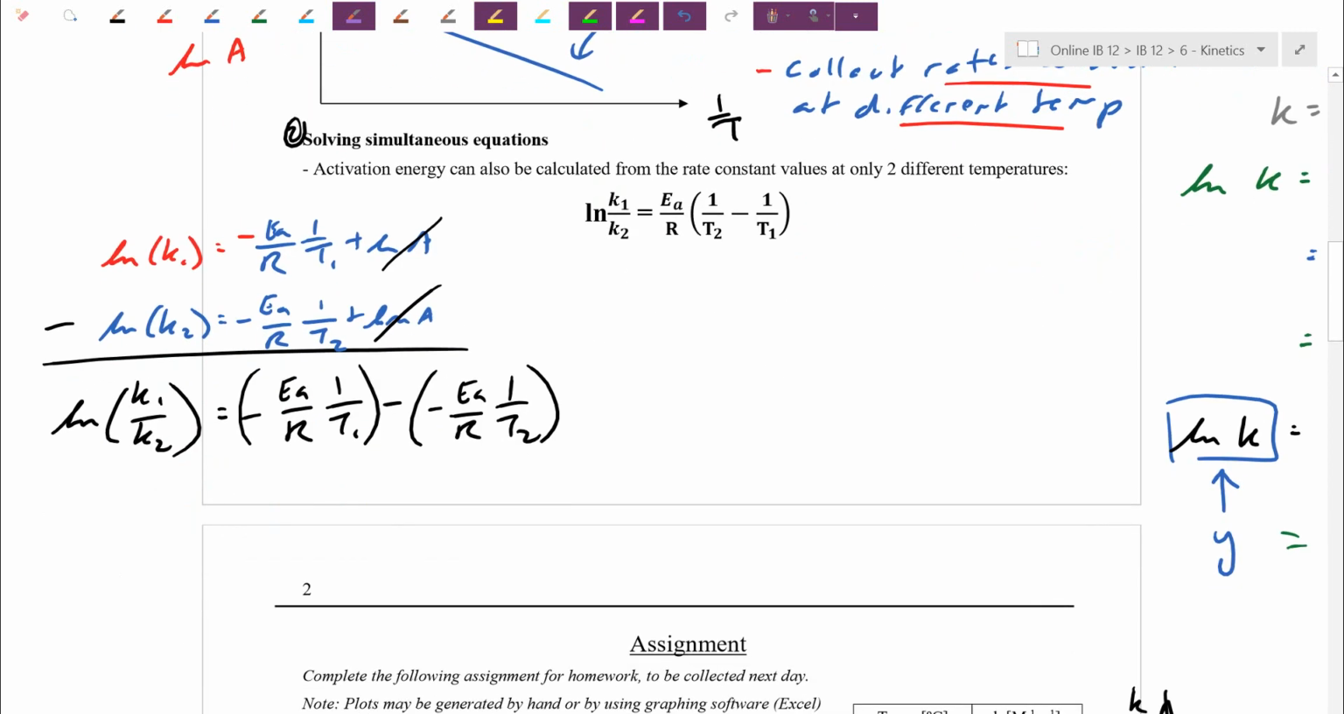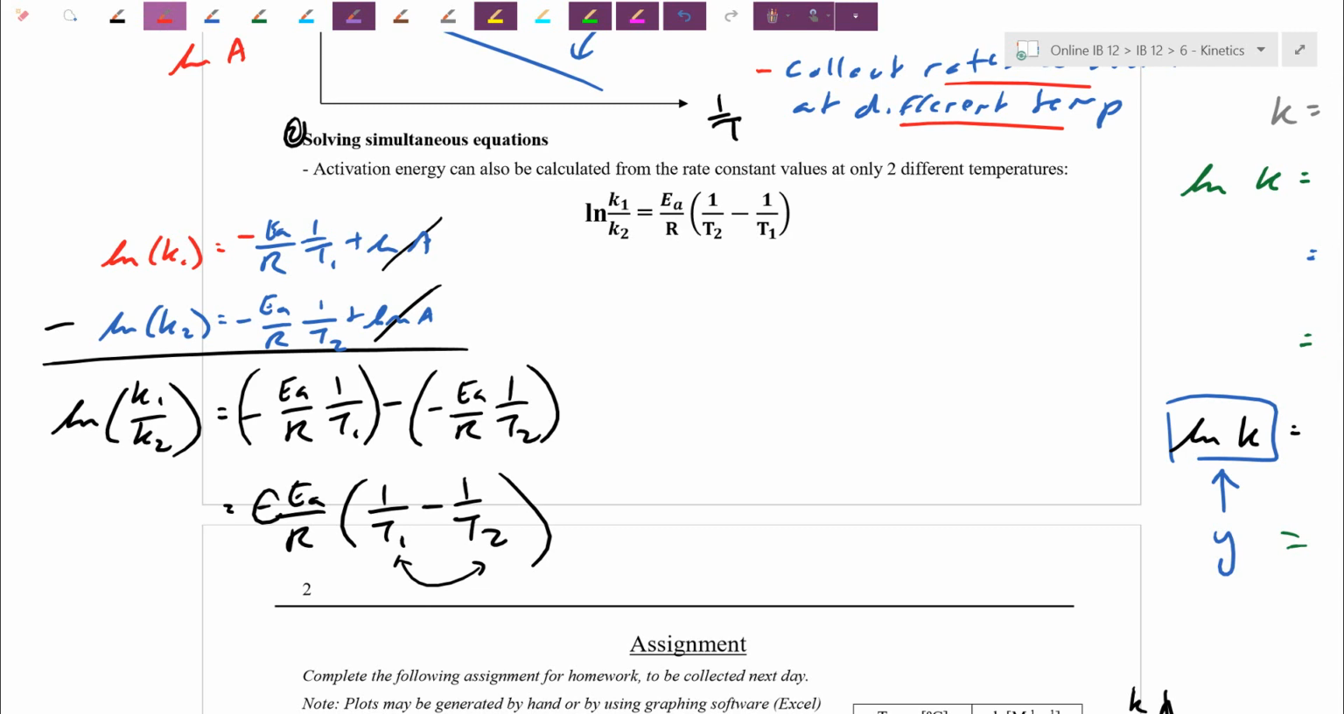I can just clean that up a little bit here. I notice that both terms have a negative EA over R, so I'm going to pull that negative EA over R term out, and that leaves me 1 over T1 minus 1 over T2. Notice when I factor it out, it still has this negative. So if you really like, you can factor that negative back in, and by putting the negative back in, it switches these two terms: 1 over T2 minus 1 over T1.